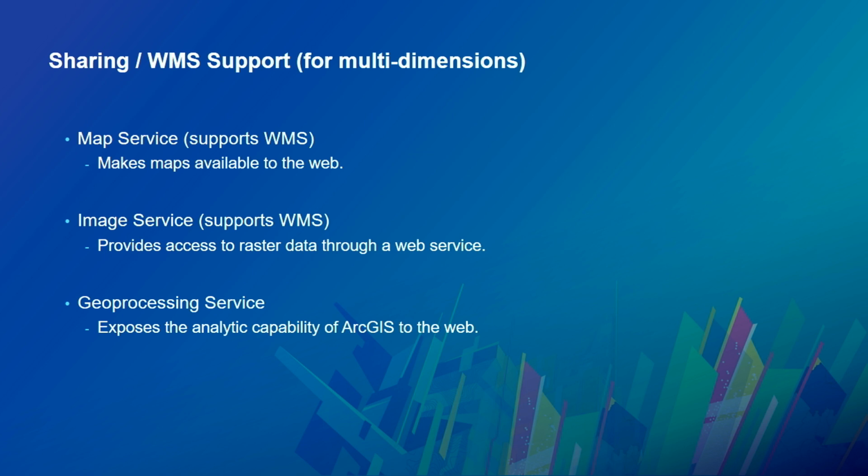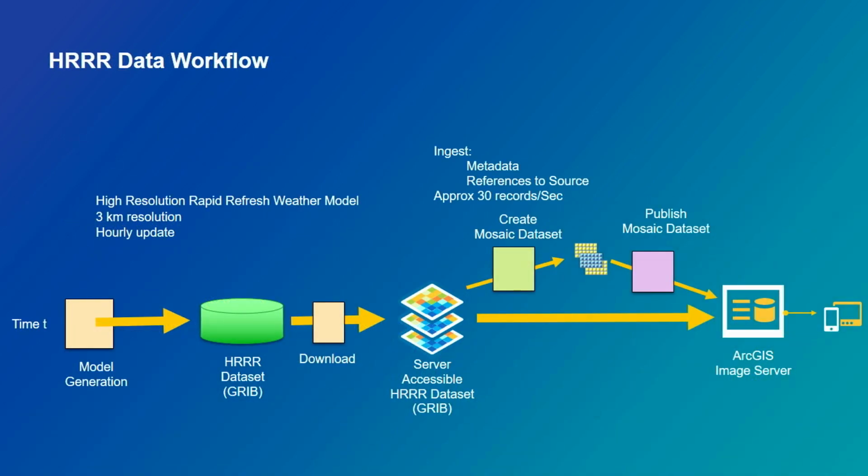Basically, our WMS service is actually multidimensional. It supports the time keyword as well as the elevation keyword, right? So it's actually much more powerful than it looks right now. Here's an example of what we, or our customers and organizations who use our platform, are doing with it. Hard data: a high resolution, rapid refresh weather model, 3 kilometer resolution, hourly update, tons of data, right?